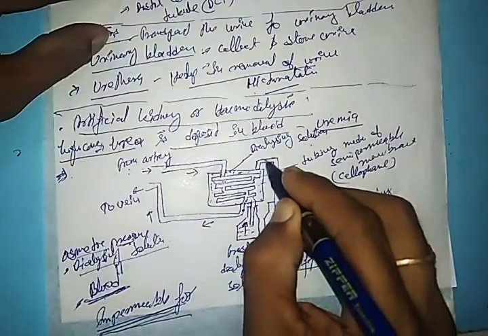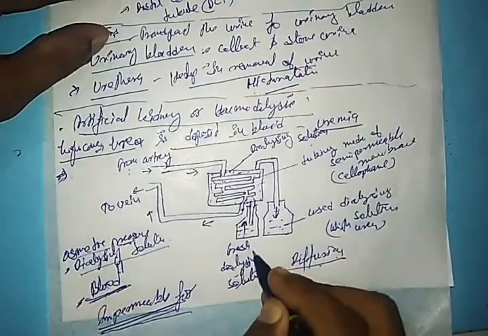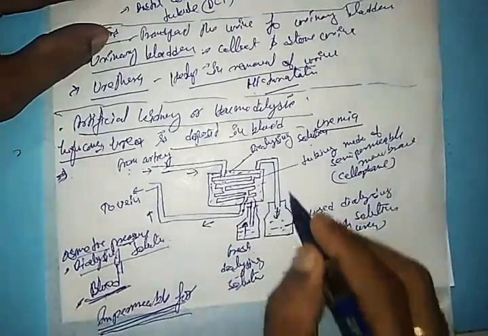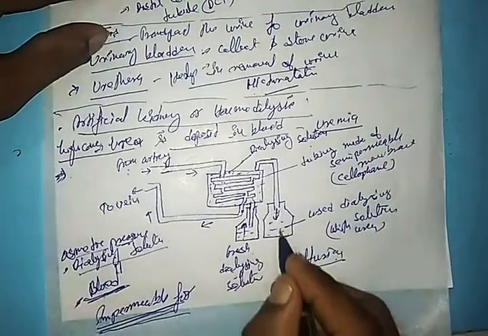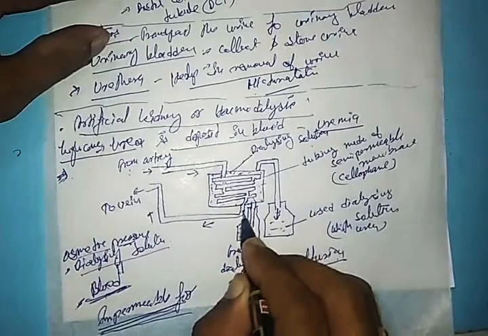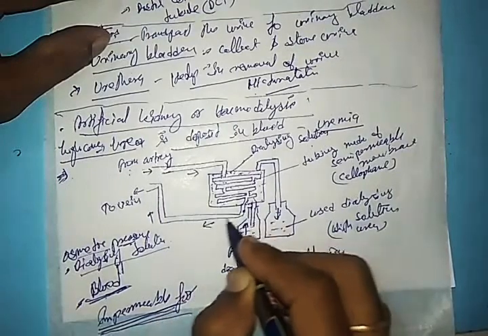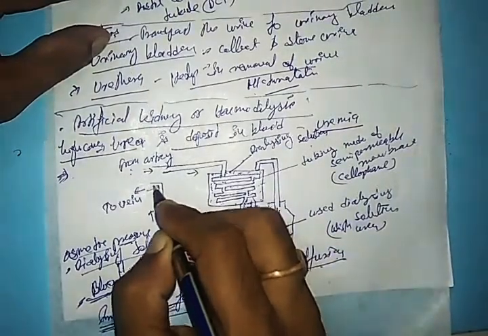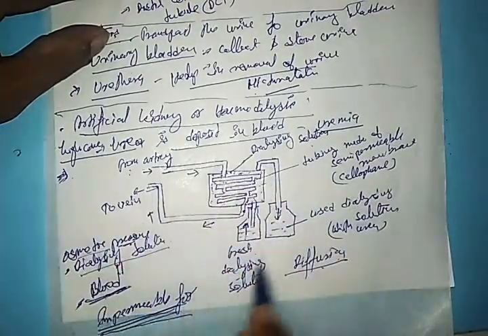Okay, this dialyzing solution is continuously replaced by a fresh dialyzing solution with the help of a tube, and the used dialyzing solution is stored in a flask. Okay, then finally the filtered blood which does not have the urea is pumped back into the body of the human with the help of a pump. So this is the working of artificial kidney or hemodialysis.